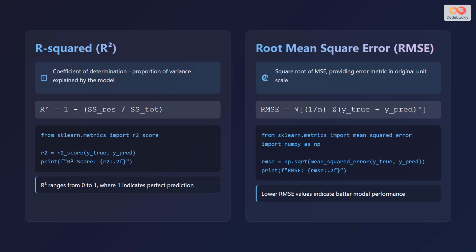Let's understand this with an example. From scikit-learn metrics, import mean squared error and import numpy as np. Then, calculate RMSE by taking the square root of the mean squared error function with y_true and y_predicted as arguments. Print the RMSE, formatted to 2 decimal places. Lower RMSE values indicate better model performance.